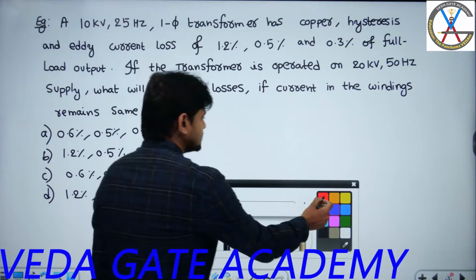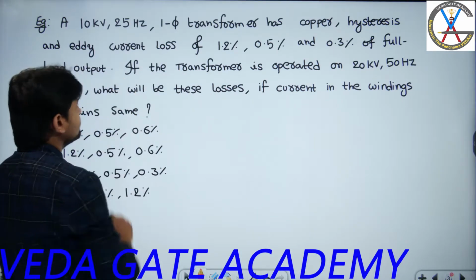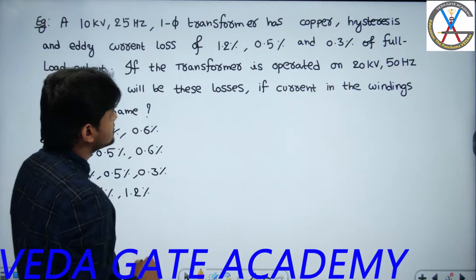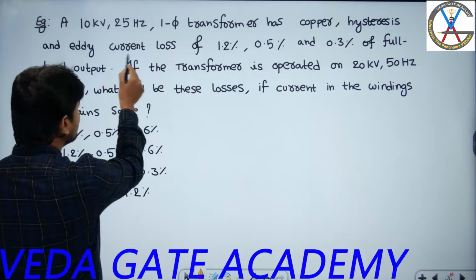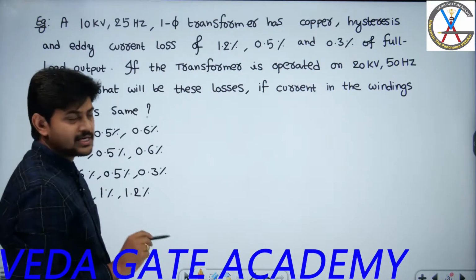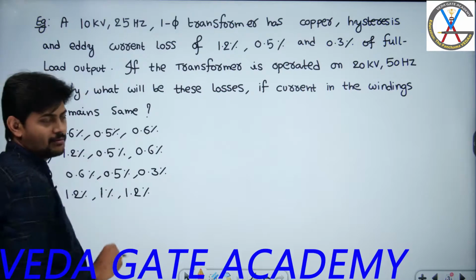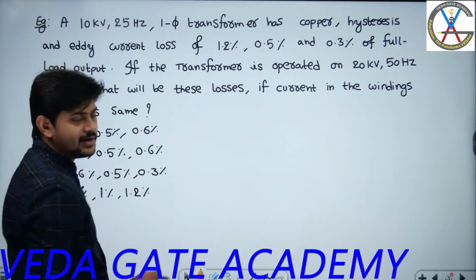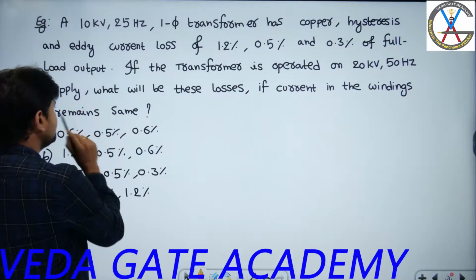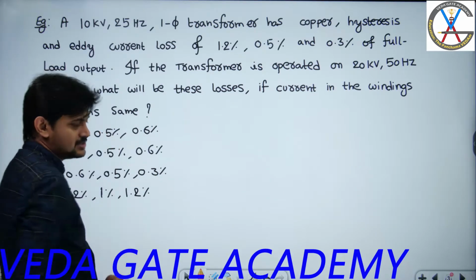Right. So first read the question carefully. So here if you see, a 10 kV 25 Hz single phase transformer has copper, hysteresis and eddy current losses of 1.2%, 0.5% and 0.3% of full load output power or rated output power. If the transformer is operated on 20 kV 50 Hz supply, then what will happen to these losses if current in the windings remains same?